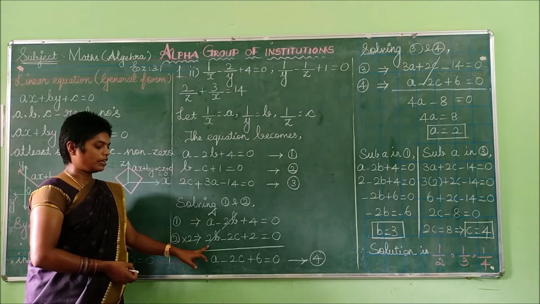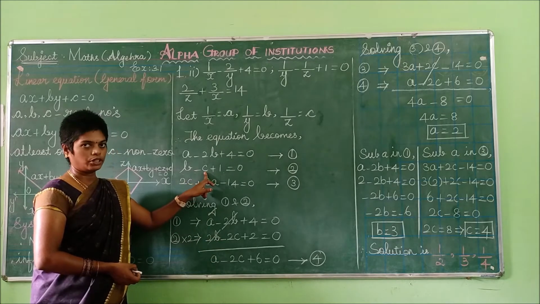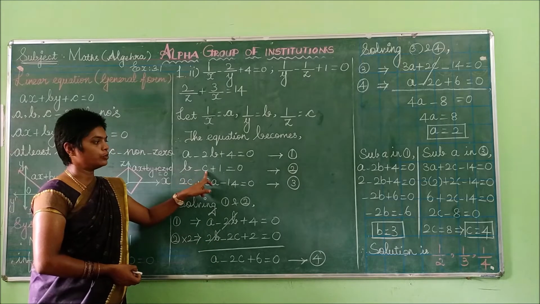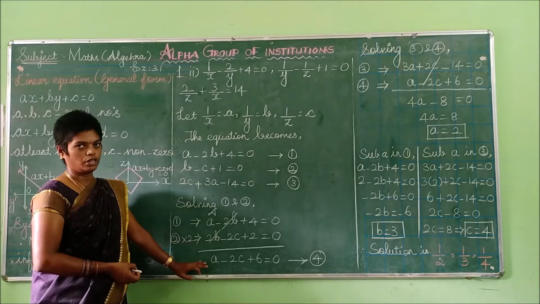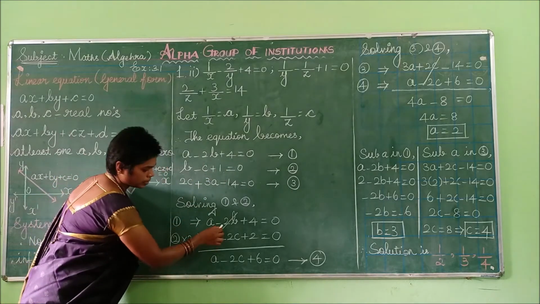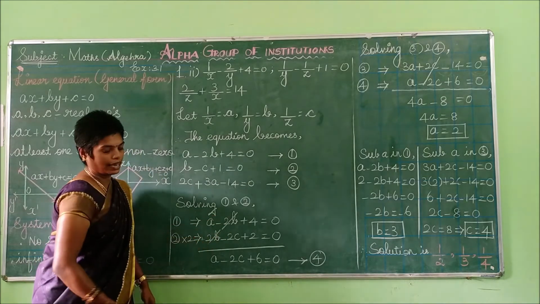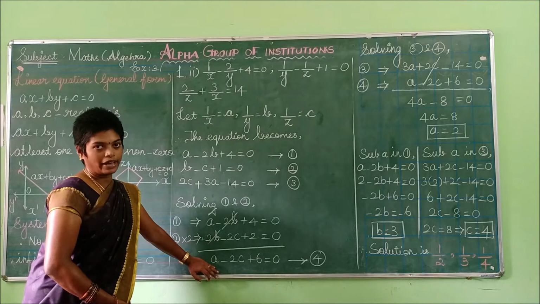So what is our second equation? 2b, you have to multiply this with the 2. 2b minus 2c plus 2 which is equal to 0. Now look at those equations. This is negative and this is positive. Positive and negative will get cancelled. Now you can write the other values.